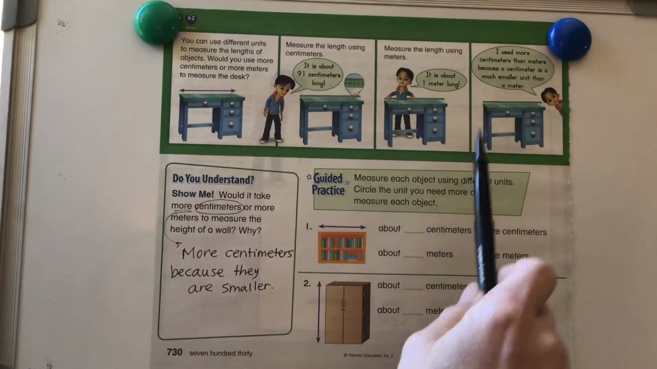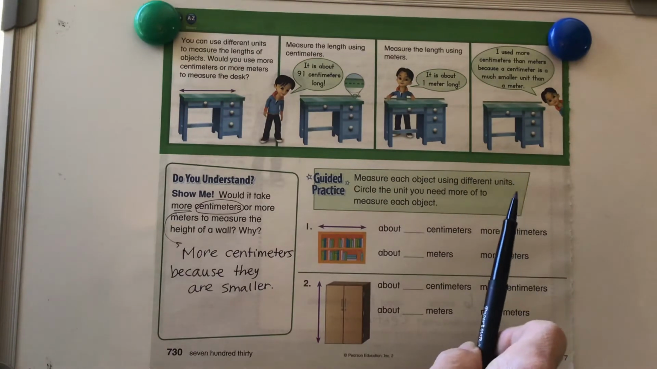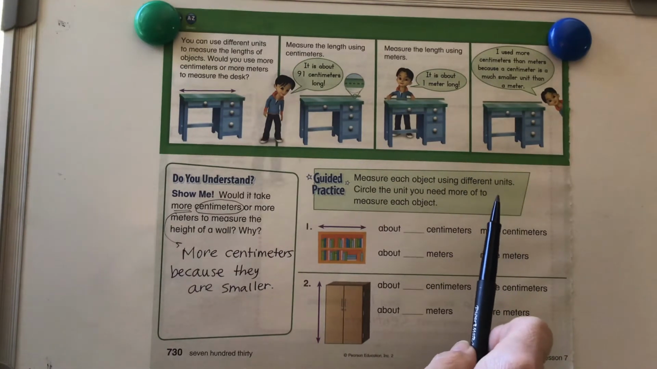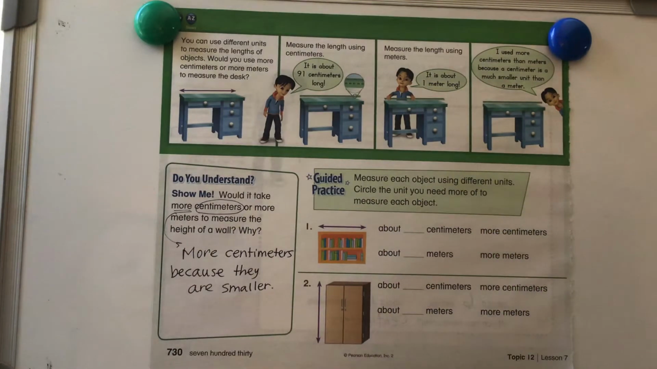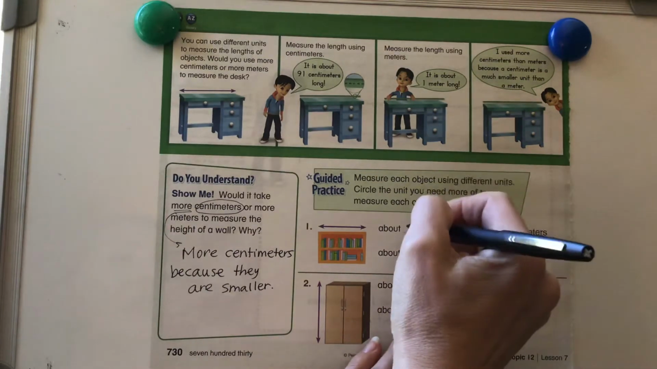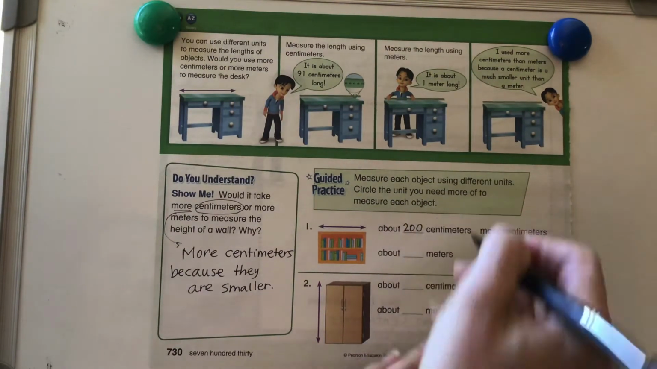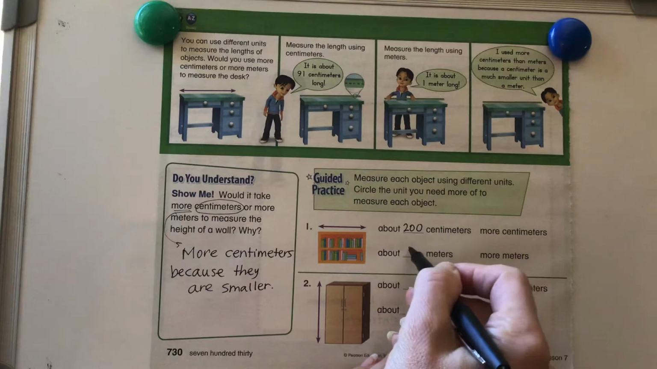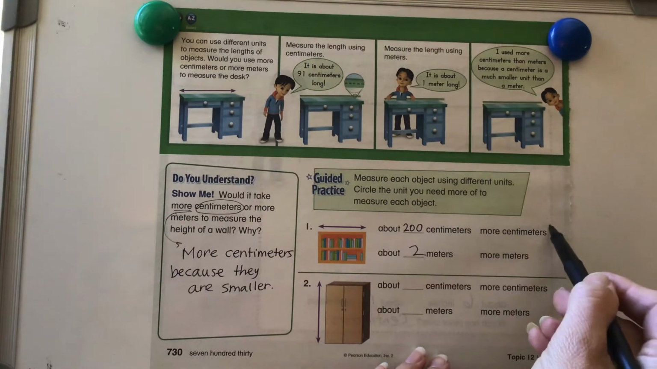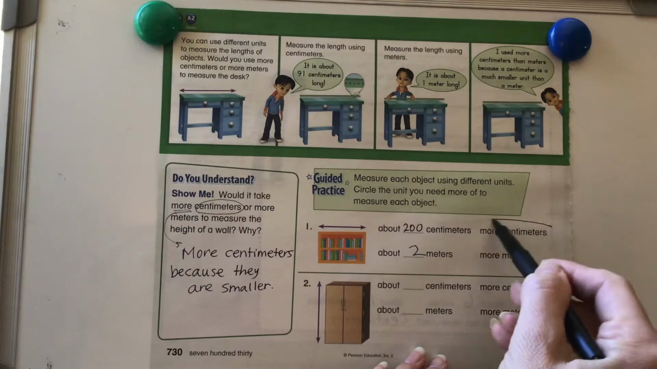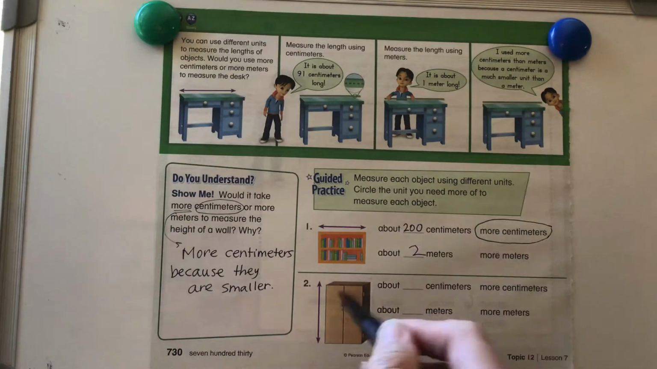All right, let's take a look at this one. Measure each object using different units. Circle the unit you need more of to measure each object. So our bookshelf in our classroom is about 200 centimeters, which is about 2 meters. So which one do we need more of? We need more centimeters because 200 is bigger. We need more centimeters, okay?